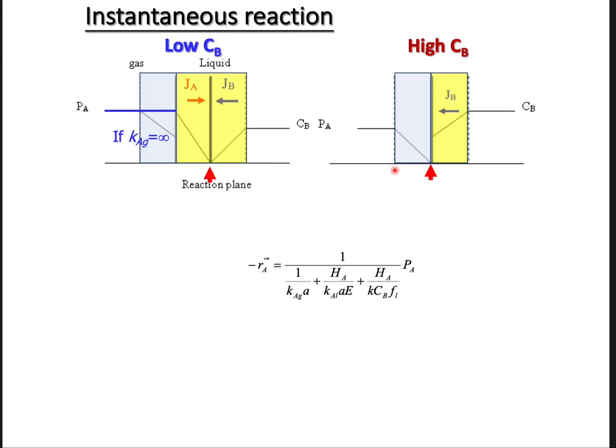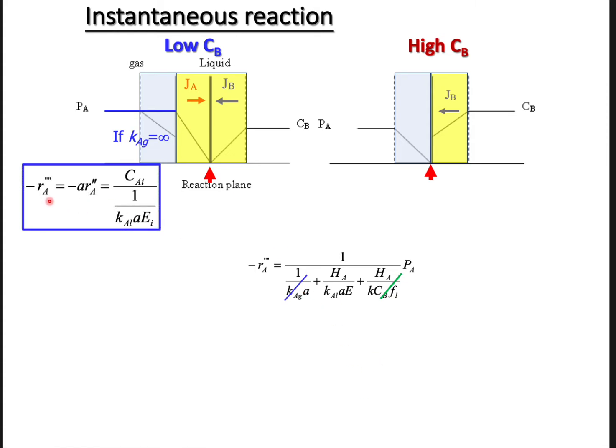Okay, so this is a short summary here. For instantaneous reaction, no chemical reaction happens in the bulk liquid. You directly drop the reaction resistance here. And for the low CB case, we assume there's no transport resistance, so drop this term out. So we can successfully get the consumption rate per reaction volume expressed like this. And don't forget, this should be put E_I here.